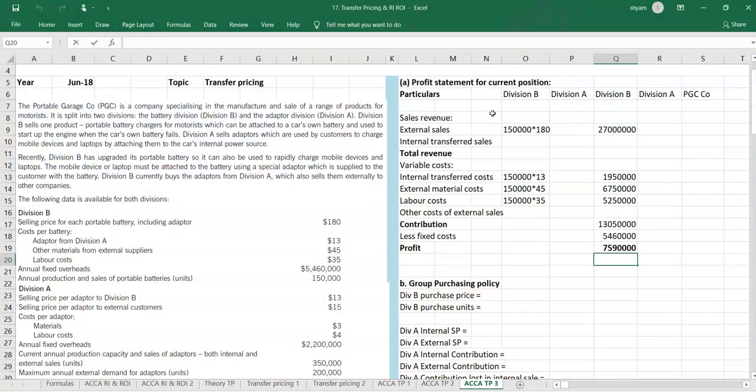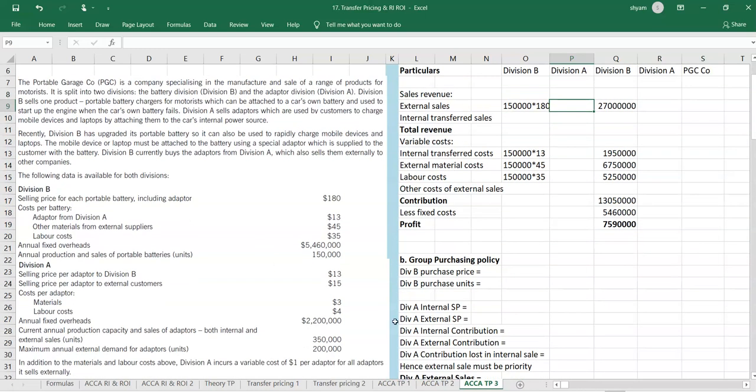Now let's work out for division A. So division A has external sales, and how many sales they have? Externally, if you see, they are selling 2 lakh units at a price of 15. For external customers, they sell at 15. For internal transfers, they are totally selling, so here we have the internal transfer price. So that is 13, 1,50,000 units into 13. So totally put together, they are producing 3,50,000 units.